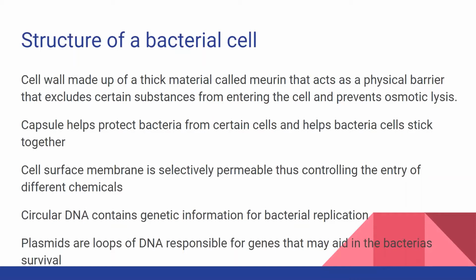Bacterial cells also tend to have circular DNA rather than linear DNA, and the circular DNA, which is known as a chromosomal loop of DNA, is responsible for the genetic information of the bacterial cell, such as for cell replication. Plasmids are also found in bacterial cells and are extra loops of DNA responsible for genes that may aid the bacterium's chances of survival, for example, against antibiotics.